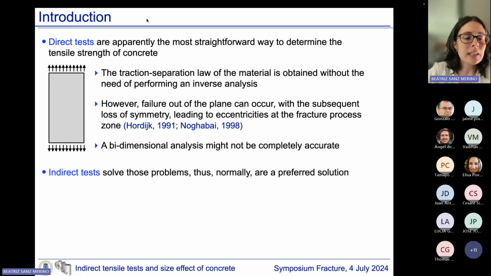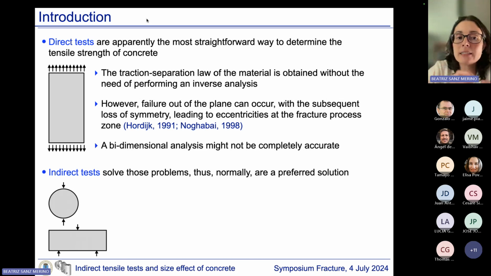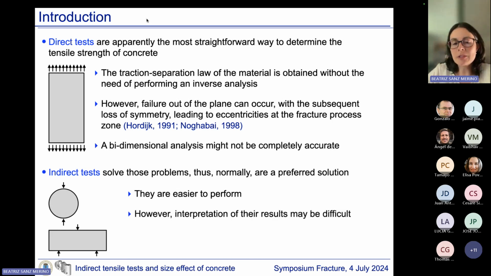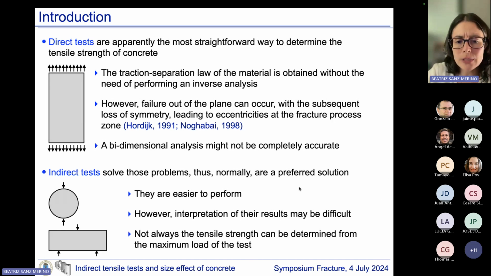For this reason, indirect tests are commonly used because they solve those problems. An indirect tensile state is produced, and they are much easier to perform. However, they are not perfect, of course, and interpretation of the results may be difficult. And not always can the tensile strength be determined from the maximum load of the test.